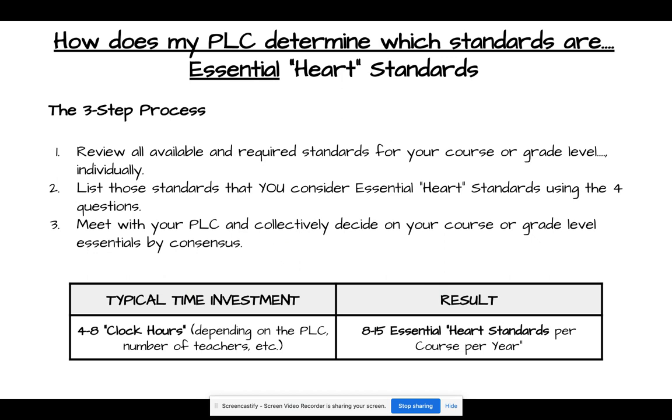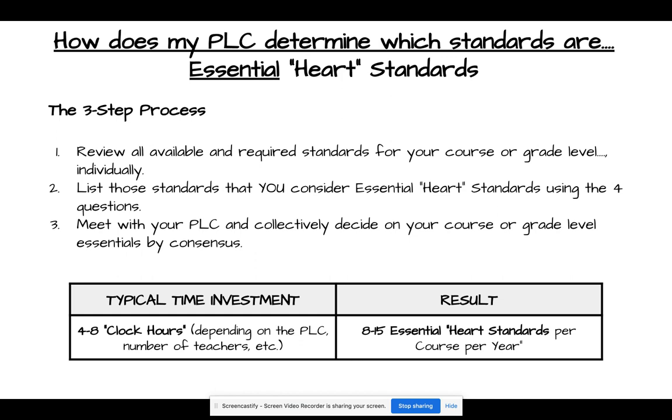So it's really a 3-step process, and we're all at various stages in this. On your own, individually, step 1, look at all the available and required standards for your course or grade level. Now, you may be a singleton teacher. You may be the only teacher for the content or the grade level that you have, and so there's not going to be a PLC part of this because you're it. But if you are in a PLC, you're going to review and try to go through those 4 questions for those standards and identify your essentials.